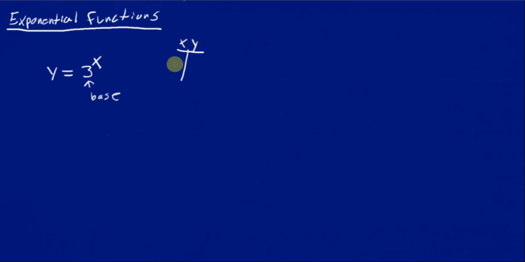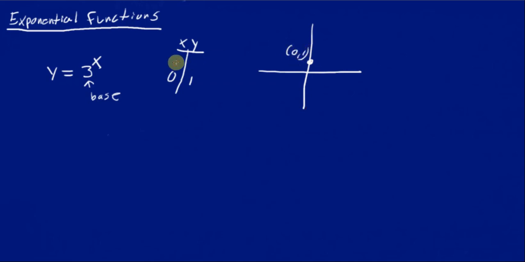So leave a little room here. Let's go with the 0. So if I put a 0 in here, 3 to the 0, you all remember, is 1. So that looks like a pretty important point. Over 0 up 1. So that's my y-intercept.